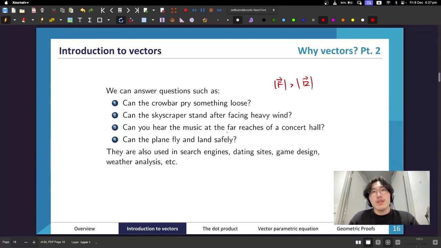Can the skyscraper stand after facing heavy wind? You can imagine winds can be represented as vectors, like that. Can you hear the music at the far ridges of a concert hall?